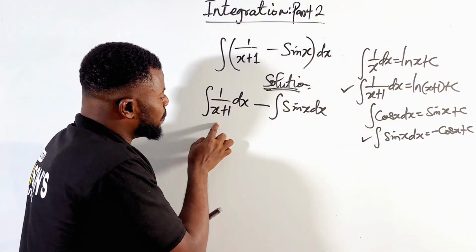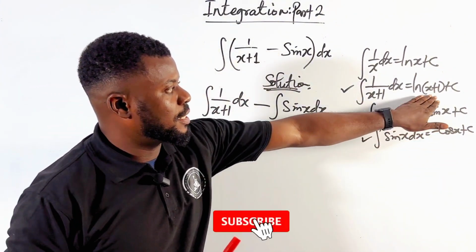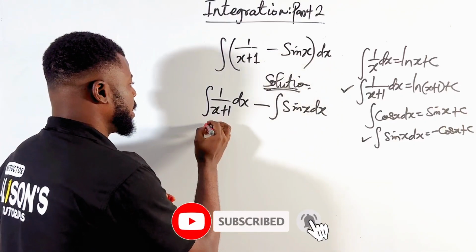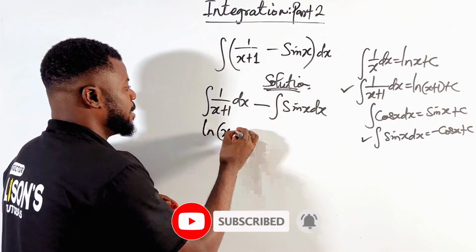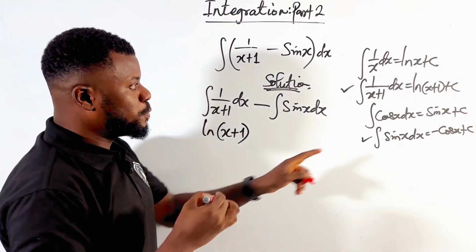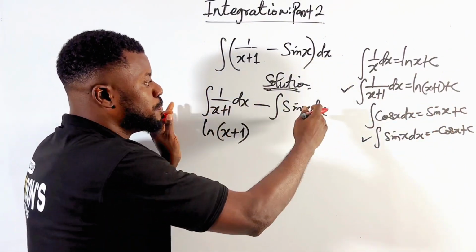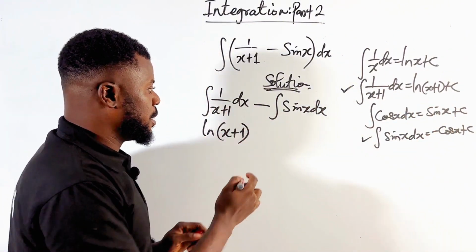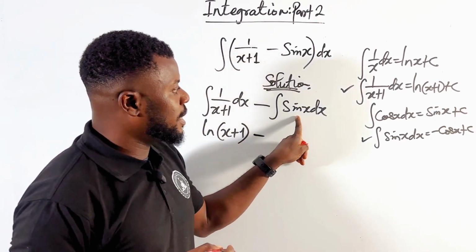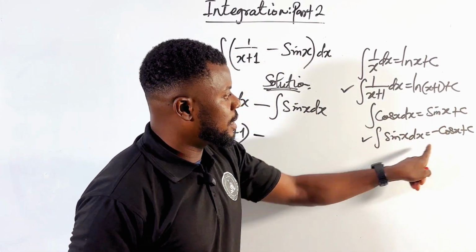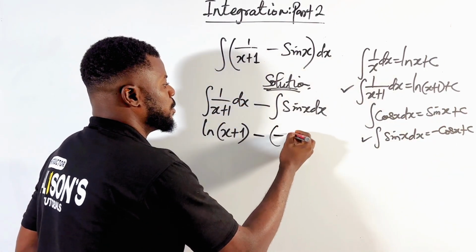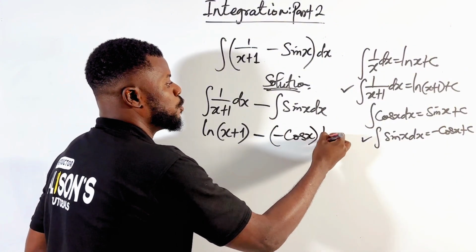The integral of 1 over x plus 1 with respect to x gives the natural logarithm of x plus 1. So copy and paste it here: natural logarithm of x plus 1. We leave the plus c for now because if we put plus c in two places, we have not removed the integral sign here. So put minus the integral of sine x, whose answer is negative cos x, so put minus minus cos x. Now we can put the plus c.